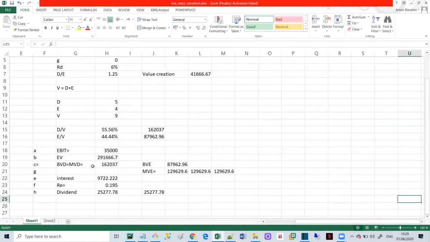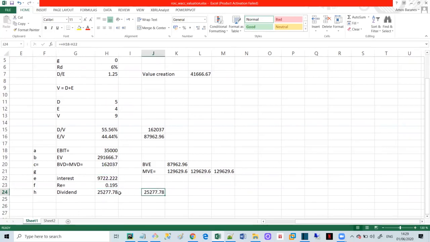Okay, you can see the 35,000? Yes. Okay. Now we're paying interest. How much interest are we paying? 9,722. So the difference belongs to the equity owners. Is that right? Correct. That's why we're getting that 25,000.